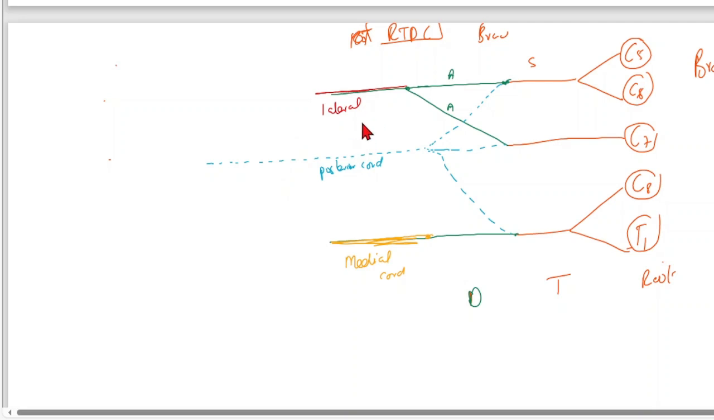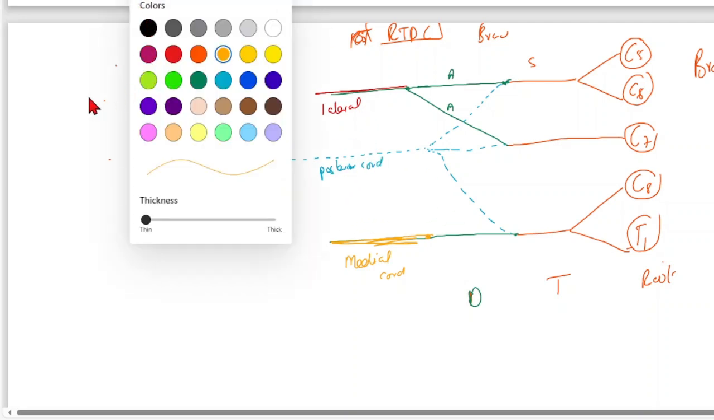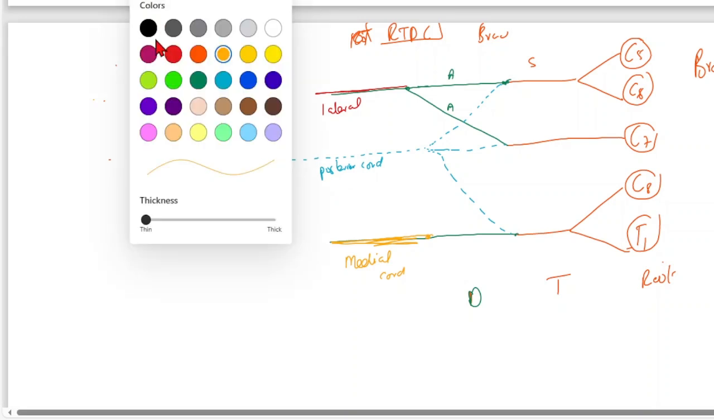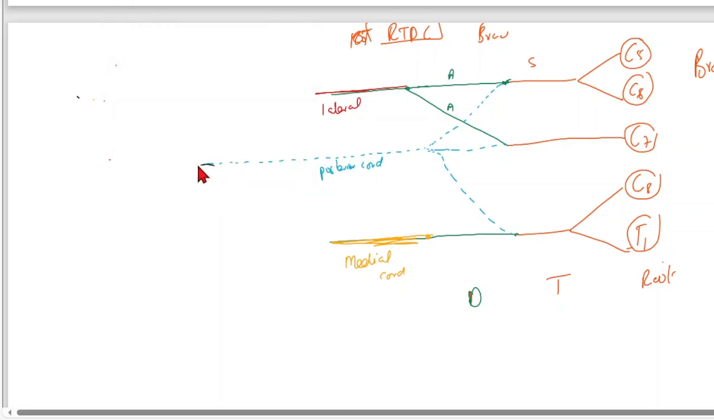Now after this, what you have to understand is that the posterior cord, when it moves, forms the radial nerve. The lateral cord goes on and forms the musculocutaneous nerve.